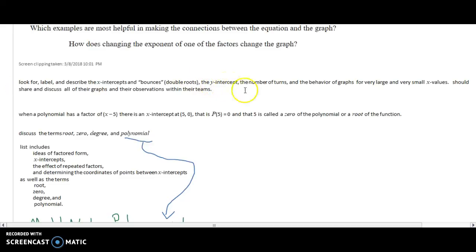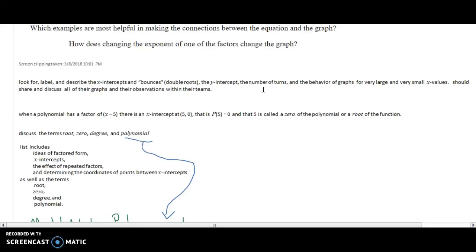Is there anything that goes and touches the x-axis and jumps right back off? What is the y-intercept of your graph? What is the number of turns? How many times does your graph change direction? What is the behavior of your graph? As your graph approaches negative infinity, does it approach negative infinity? Does it approach infinity? Does it approach a set number?